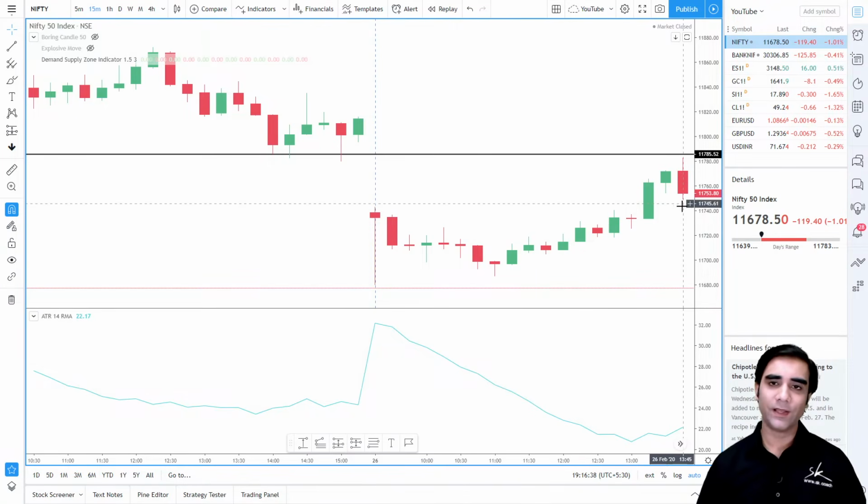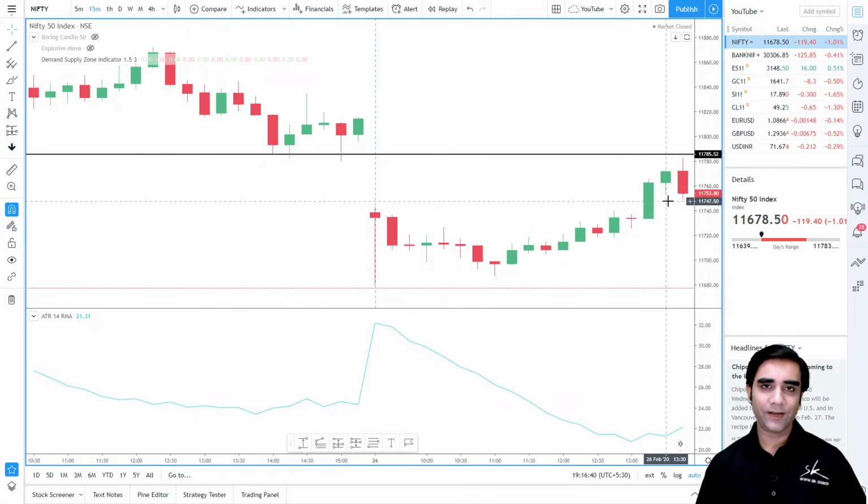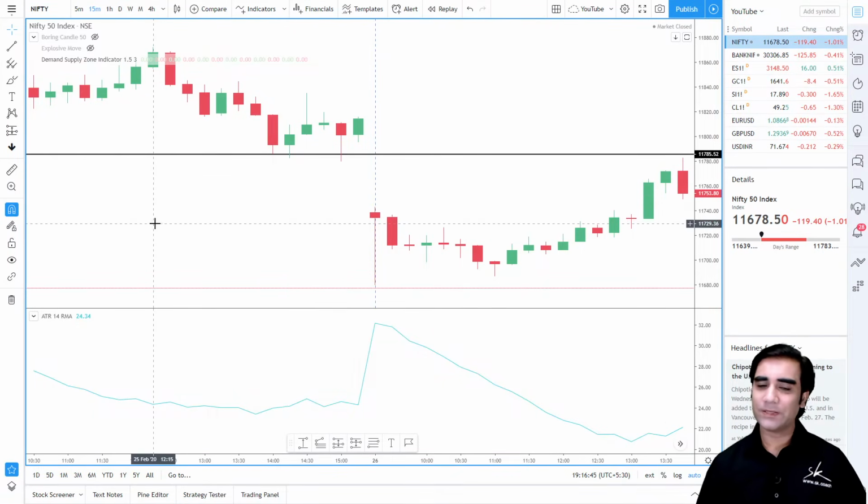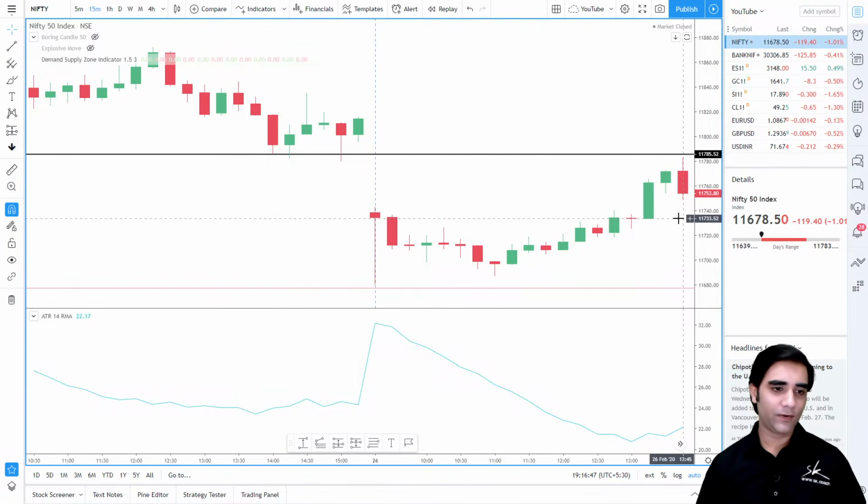So if I did something like this, now what I can do is see on average how much this stock moves on this specific time frame, and we can see that on average it moves around 22 points. So if my stop loss is less than 22 points away, prices can come back and stop me out. But if my stop loss is beyond 22 points away, the probability of me getting stopped out will be a little bit less.